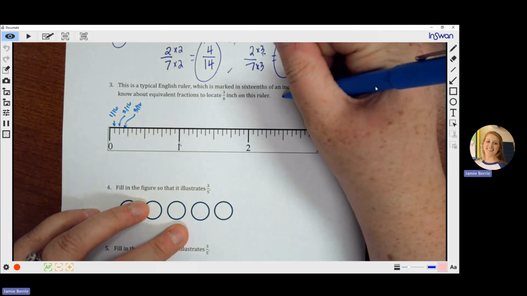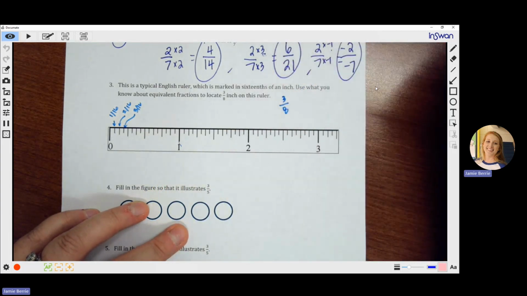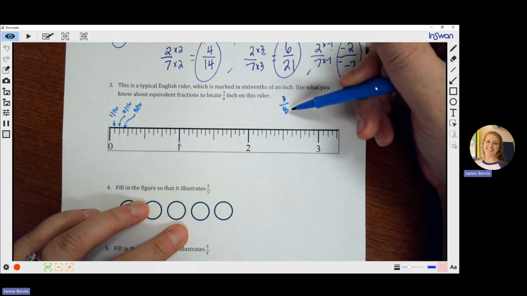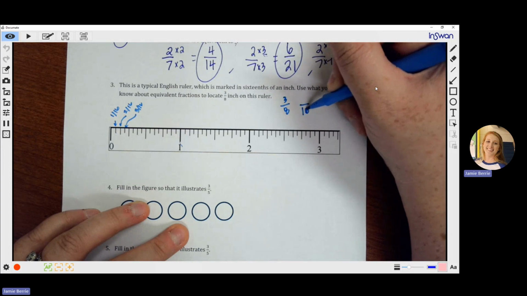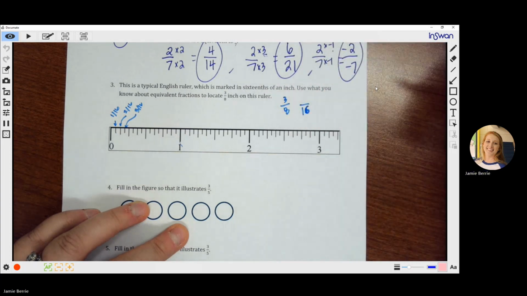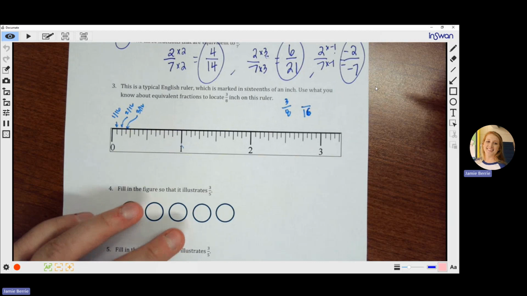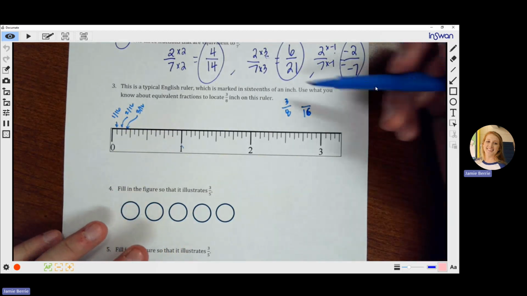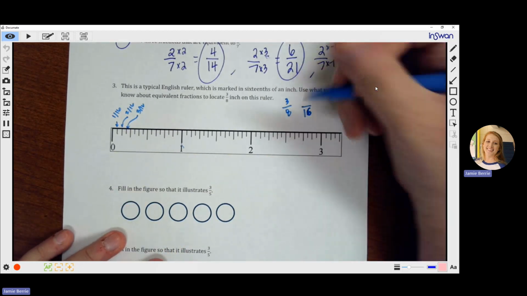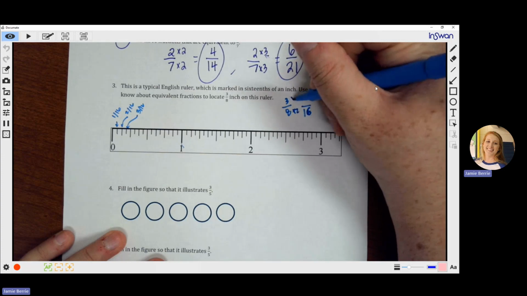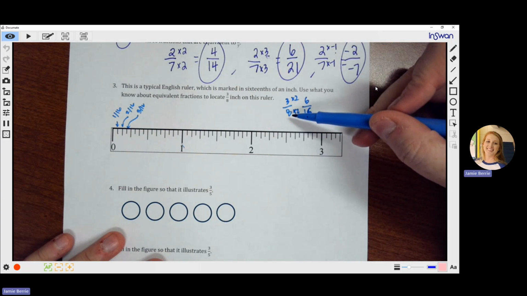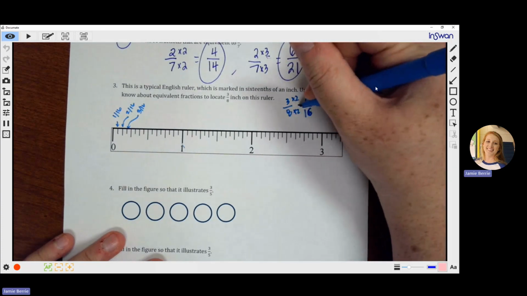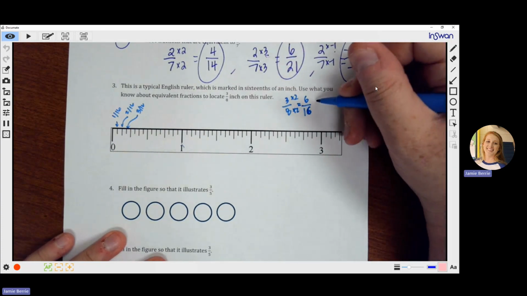All right, so if I want to know where 3/8 of an inch is, then I need to change this bottom number into 16ths, because that's what my ruler is marked in. It's marked in 16ths of an inch. So to get from 8 to 16, I had to multiply by 2. So do the same on the top. This tells me that 3/8 of an inch is the same thing as 6/16 of an inch.